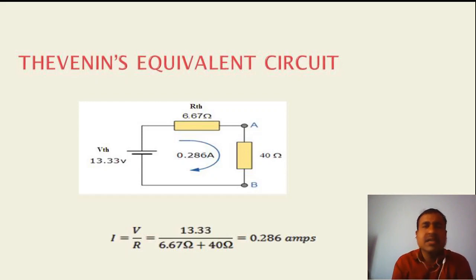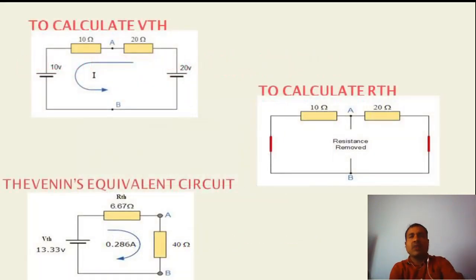Now to calculate the current through the 40 ohm resistor, it's very easy. Since these two resistors are connected in series to a voltage source, the current I is equal to V by R. V is 13.33 volts and the resistances are 6.67 ohms and 40 ohms. So that turns out to be I equal to 0.286 amps.